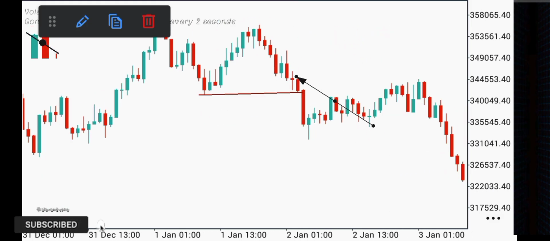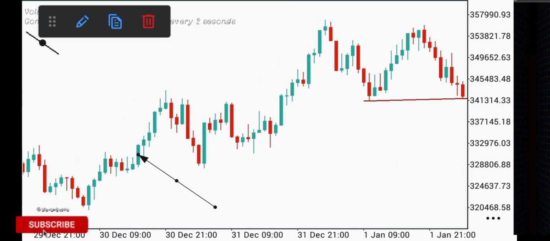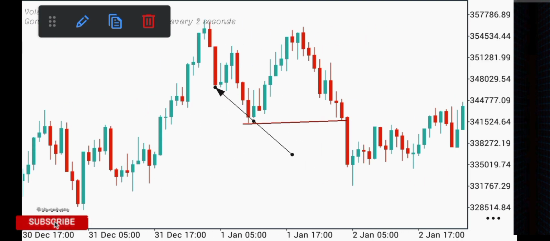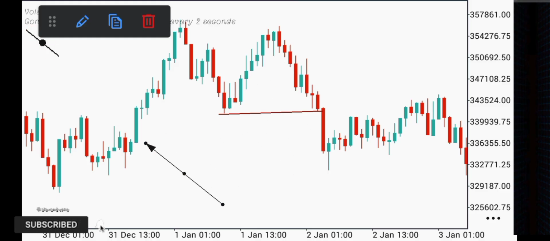So price broke this structure here and gave us a lower low, which signifies that price is no longer in an uptrend movement like this one. No, price has changed its movement from uptrend to downtrend. Now let's see what happened.